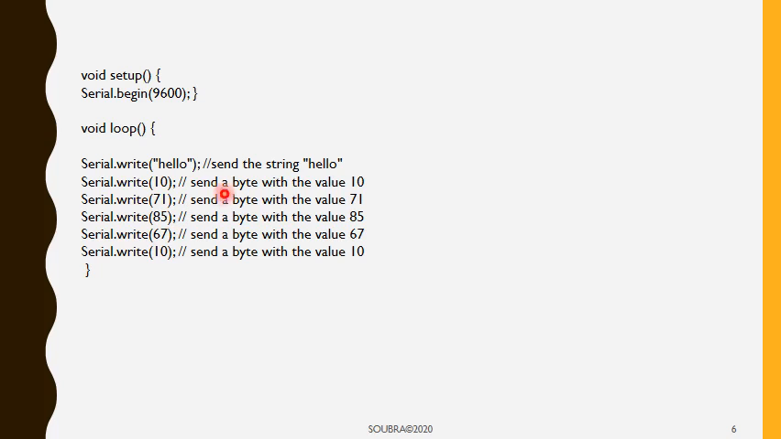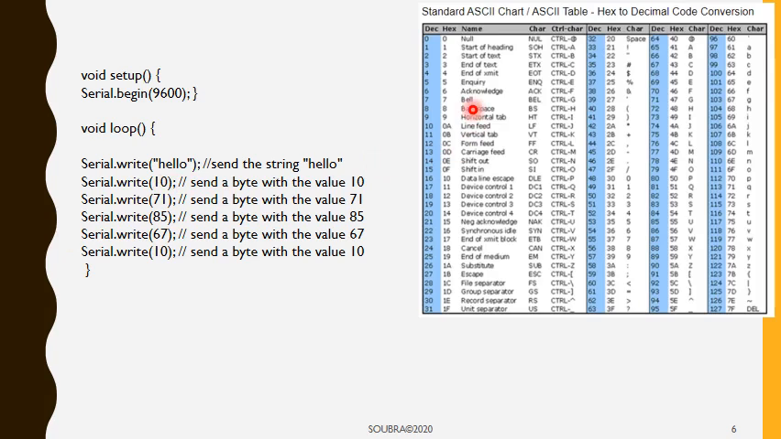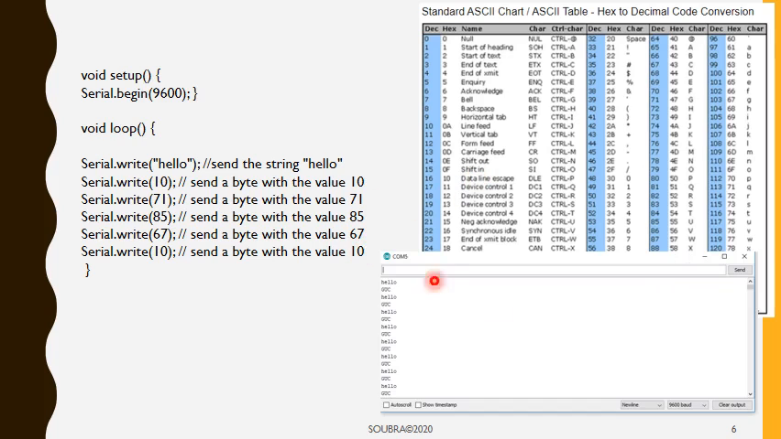So probably it is some ASCII code. Let's see, maybe it is. So here 10 is a line feed, so I'm back to the line, and then I'm sending 71. So 71 is a G, and then 85 is a U, and 67 is a C. Okay, so that makes sense. And then a line feed again. So naturally, on my serial monitor, I'm seeing whatever has been sent from my Arduino board.